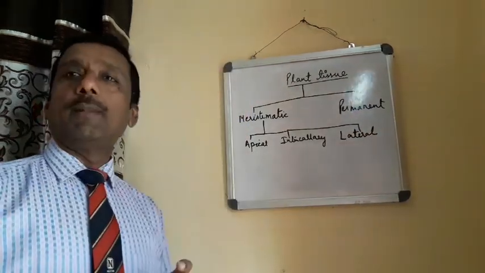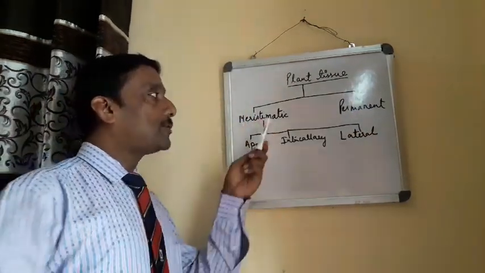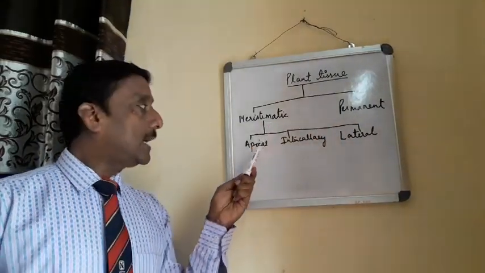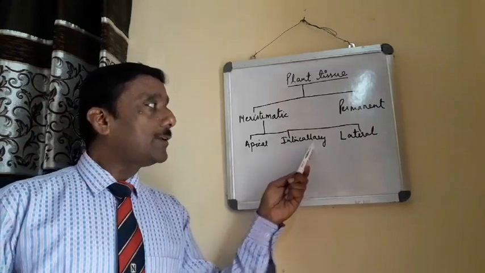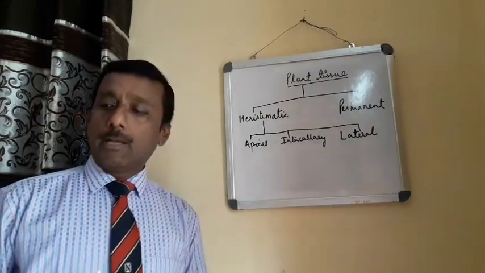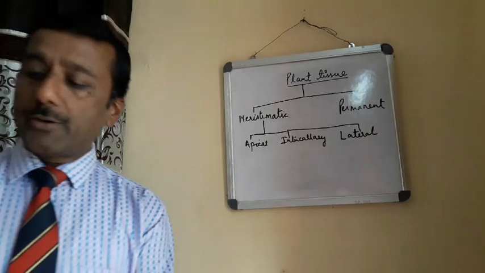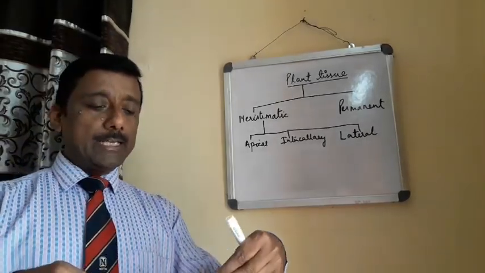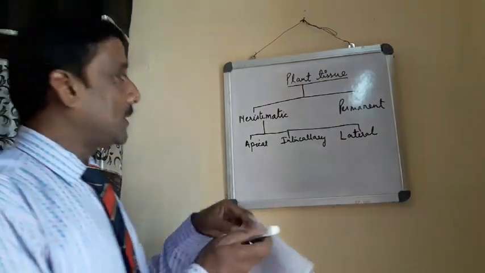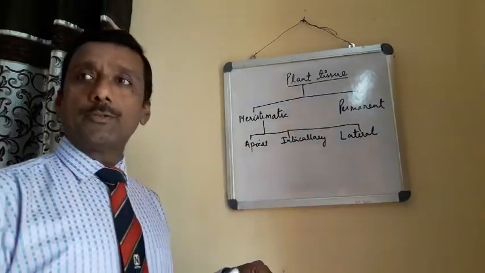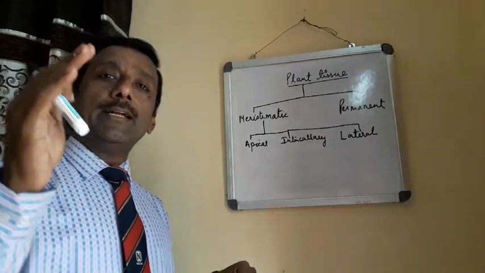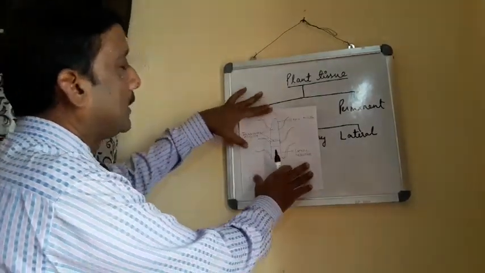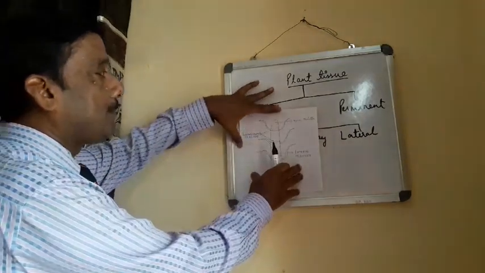So the plant tissue is divided in two parts, meristematic and permanent tissue. Now meristematic tissue is divided in three parts: apical meristem, intercalary and lateral meristem. Now with the help of this diagram, we'll try to understand what are the three types of tissues in meristematic tissue, how they are basically divided in a plant. If you look into this diagram, this is a shoot stem, right?